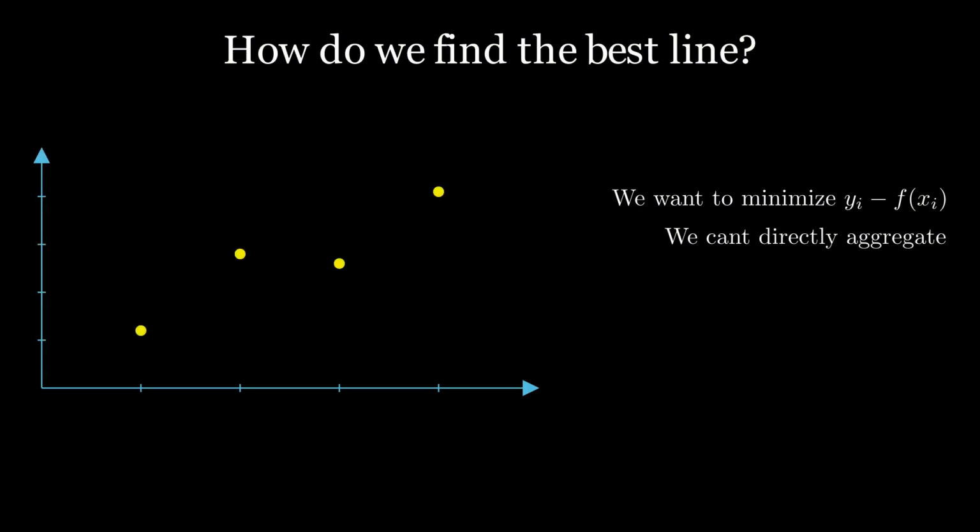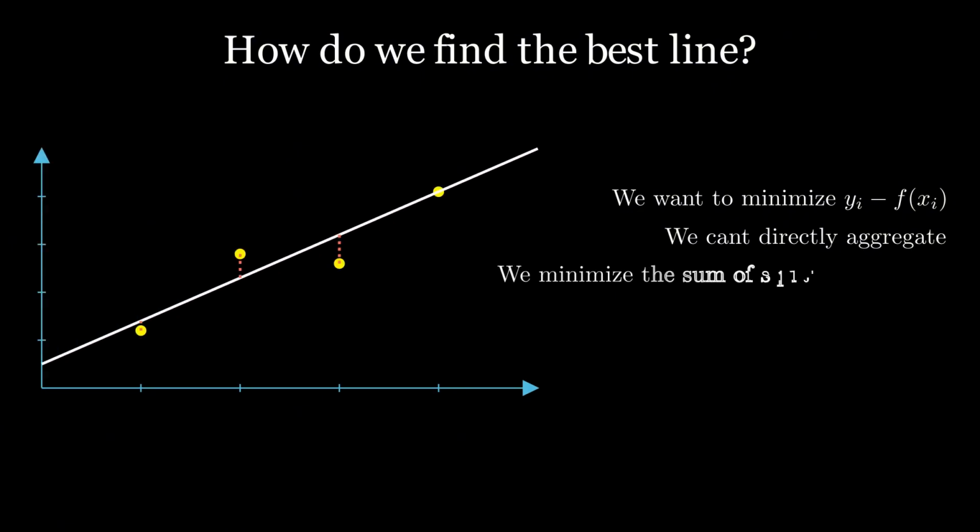Intuitively, this was the difference between the actual value and the predicted value. We named this difference the residual, but we didn't directly aggregate. Instead, we took the square of the residuals.